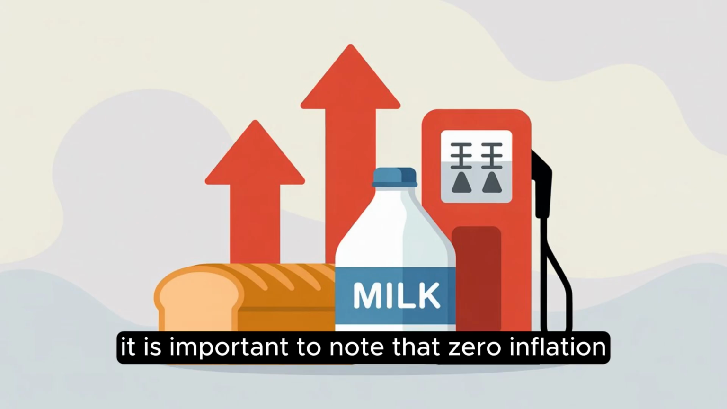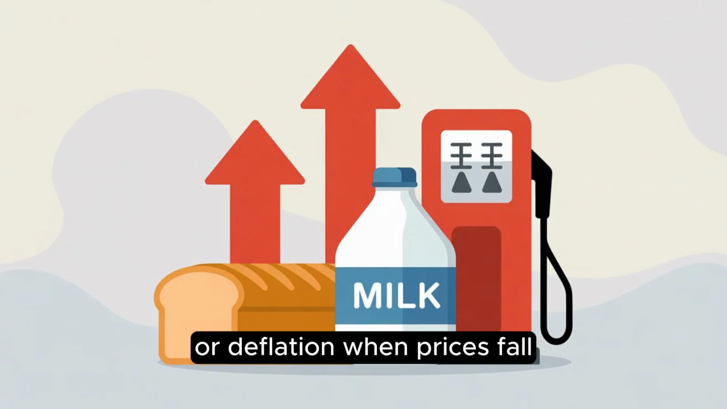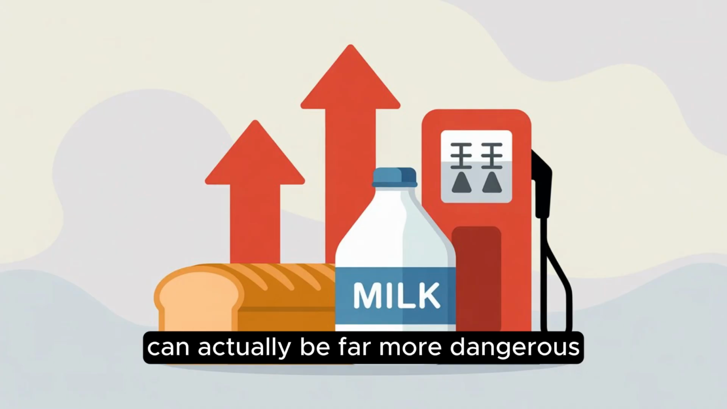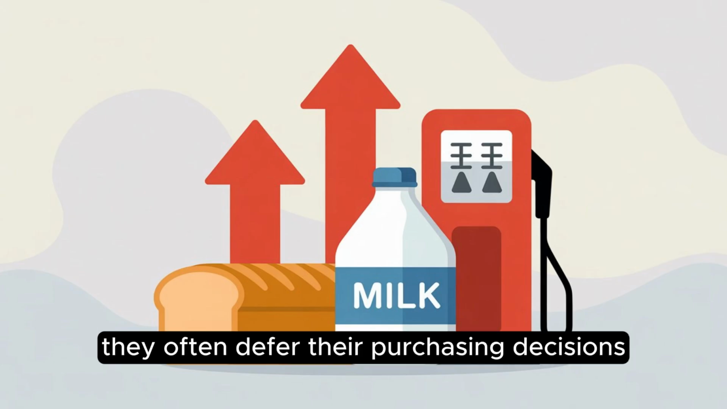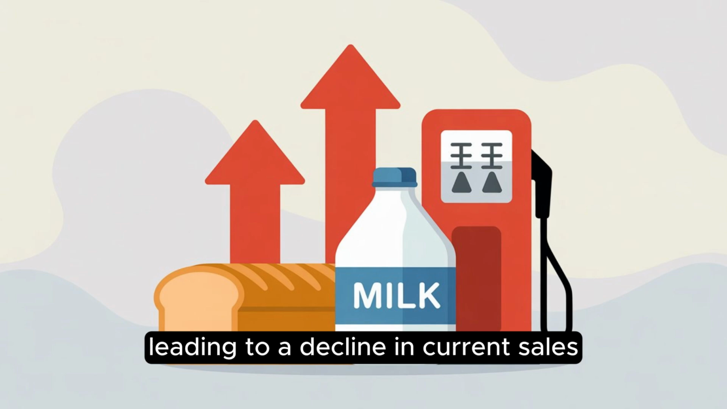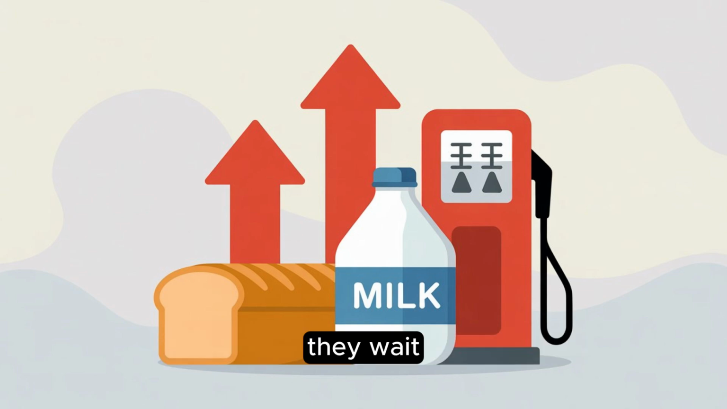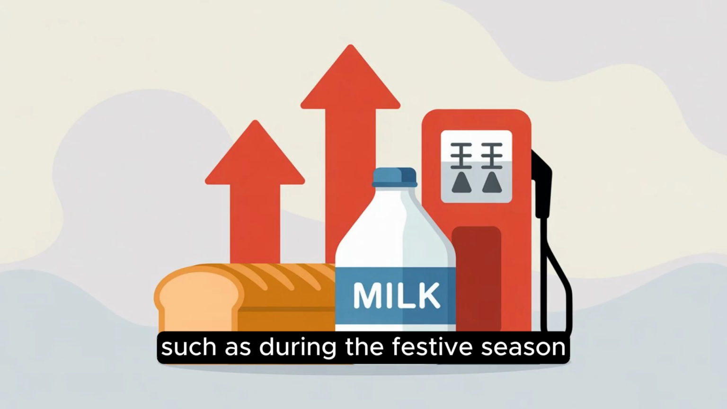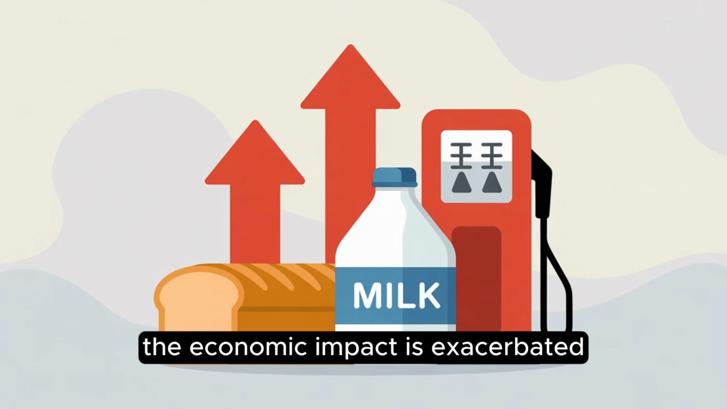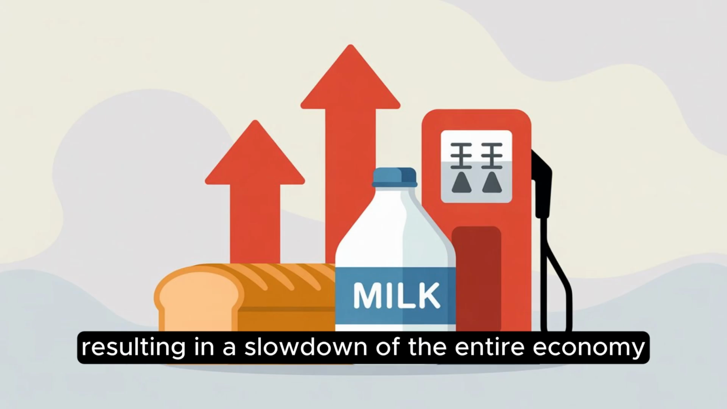It is important to note that zero inflation, or deflation, when prices fall, can actually be far more dangerous. When consumers anticipate a decline in prices, they often defer their purchasing decisions, leading to a decline in current sales. They wait. Furthermore, during periods of peak demand, such as during the festive season, the economic impact is exacerbated, resulting in a slowdown of the entire economy.